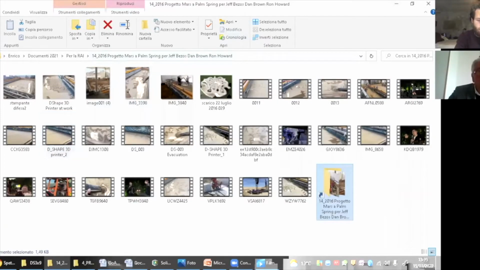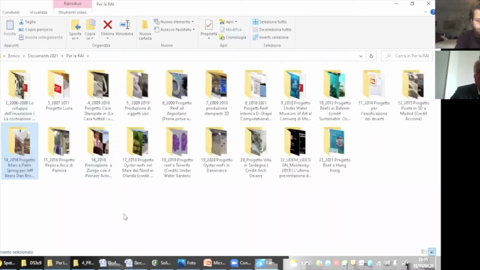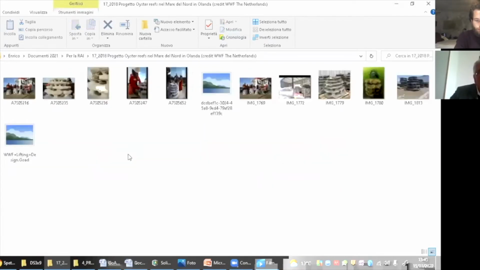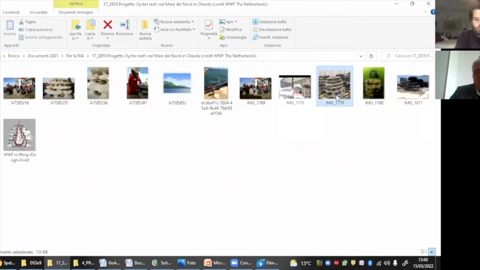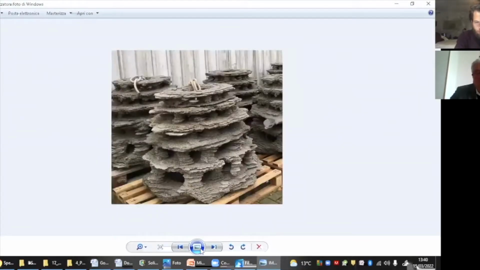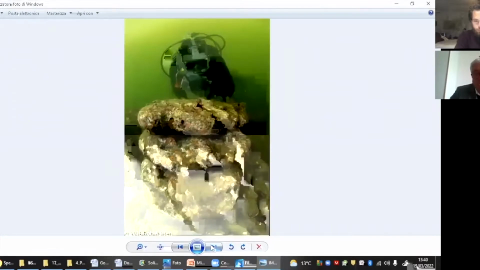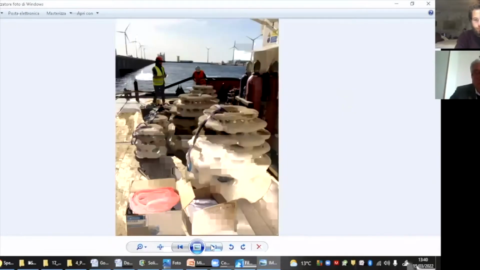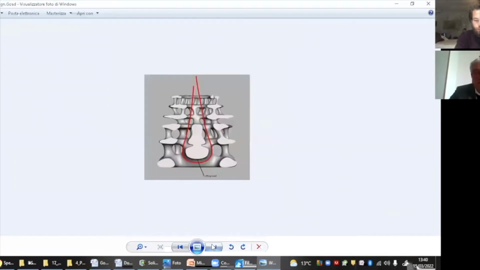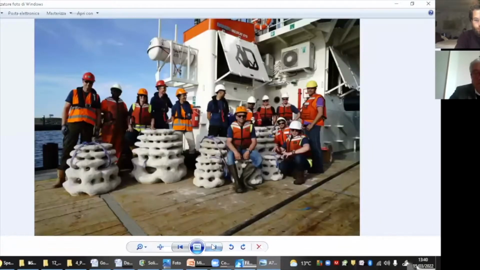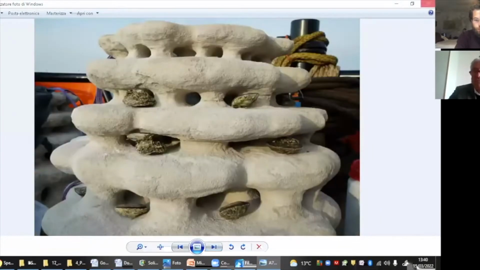I can share with you something about a different process where we print concrete in 3D. For instance, these ones are out of concrete. This is digital concrete in real. These are in the Netherlands. These are for artificial reefs.